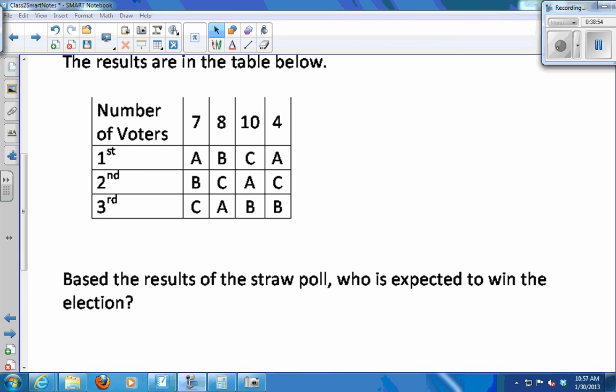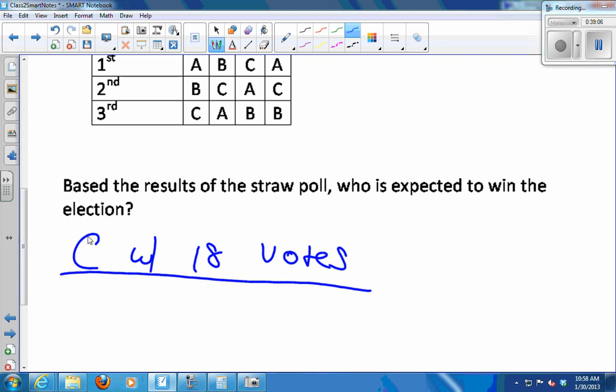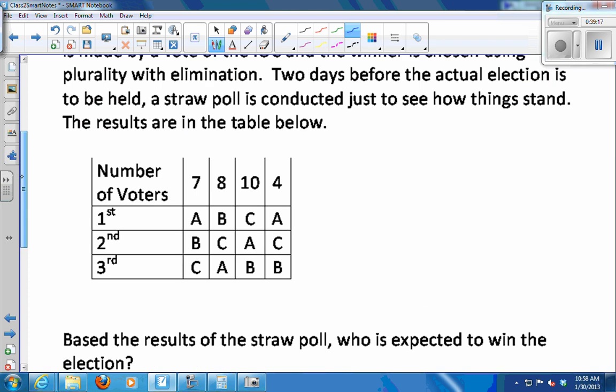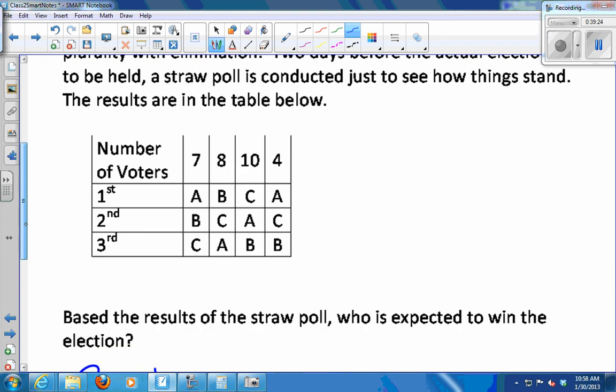Okay, fantastic. So it appears that C is winning with 18 votes in the end. Okay, C with 18 votes because it took 15 to get a majority. We just had to eliminate B. Their votes went to C, and we got the winner. So we're expecting Calgary to win. 3 days before the real election, everybody's like, it's Calgary. Calgary's totally going to win. Not even close.